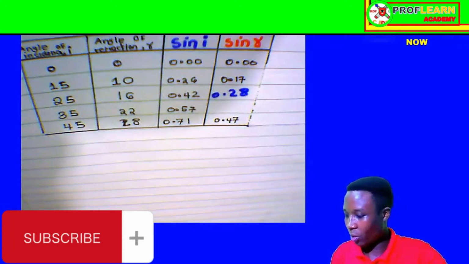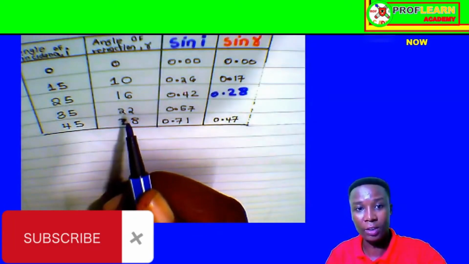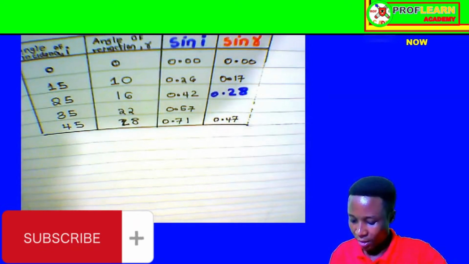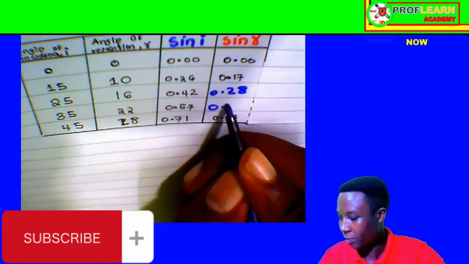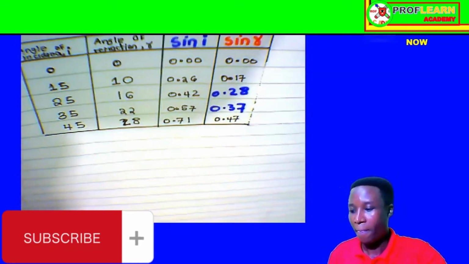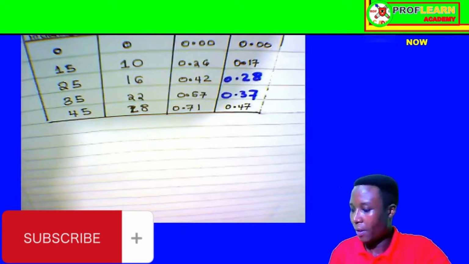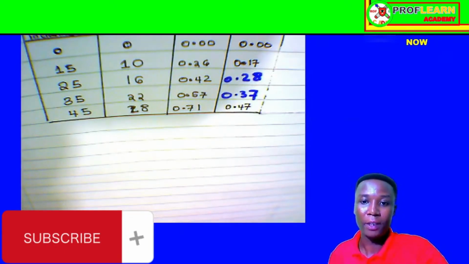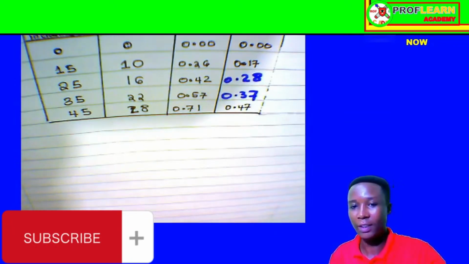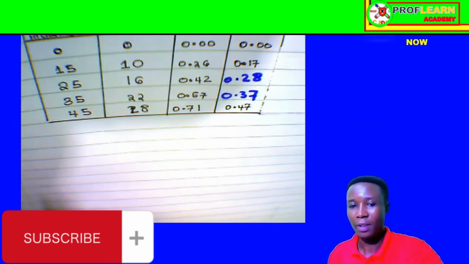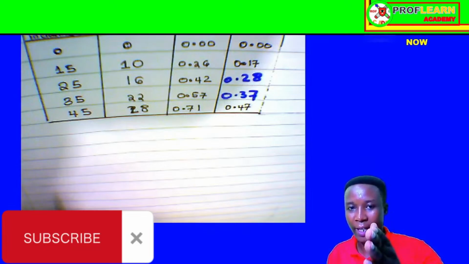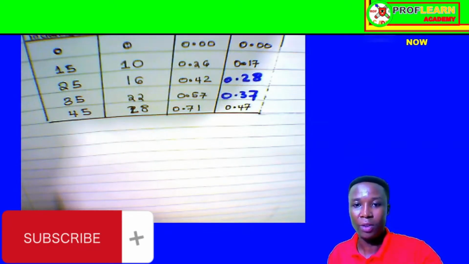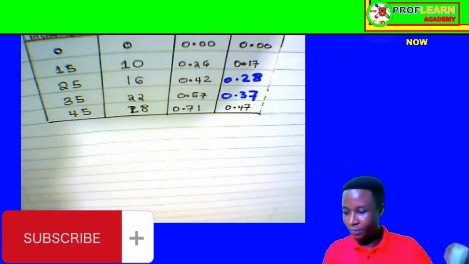And also we need to work out the sine of 22 because r is 22. So we work out sine 22. We are going to get 0.37. Now, after obtaining these values, the next question that we are supposed to answer is by drawing the graph of the sine of i against the sine of r, which means that sine of i will be on the y-axis and the sine of r should be on the x-axis. Now we need to go ahead and draw that graph.